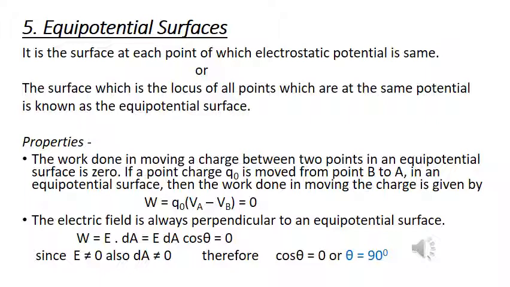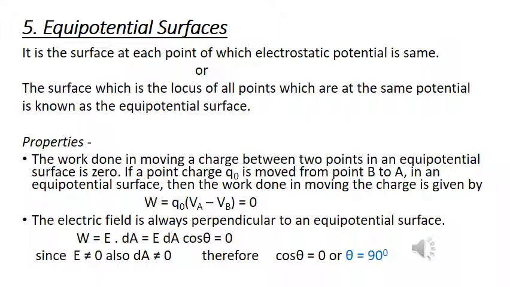There are some properties of equipotential surface. First is the work done in moving a point charge from a point to another point on an equipotential surface is equal to 0. As we can write the expression W is equal to q naught (VA minus VB). Here we are moving the charge q naught from point B to point A, and according to the definition, the potential at both the points B and A are the same, so the work done will be equal to 0.